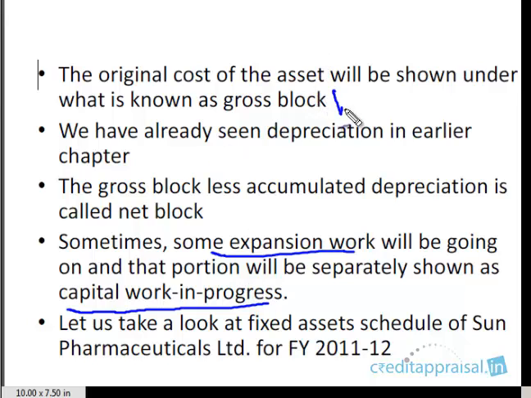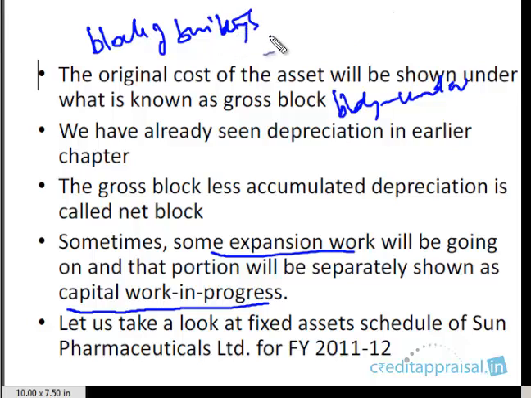Say, for example, a building is under construction. This is not yet completed into a building. If it is completed into a building, it will be shown under the block of buildings, right? We have a separate block of buildings, and in the balance sheet it will be shown under buildings, but this is not yet completed. So what you show is work in progress. So capital work in progress is a separate item.